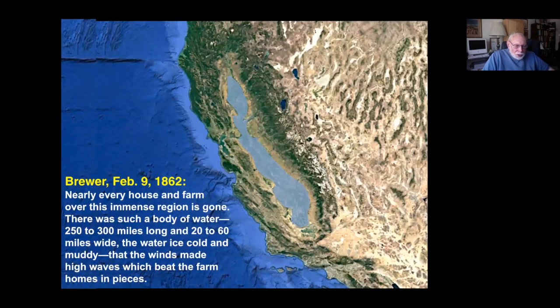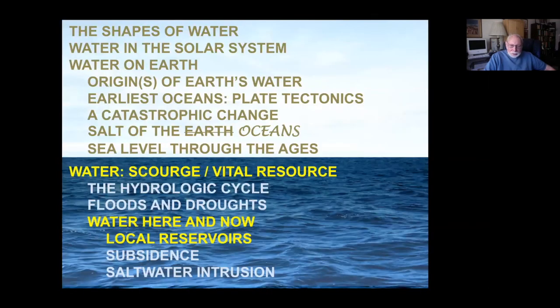February 9th, he wrote, referring to the Sacramento-San Joaquin Valley: nearly every house and farm over this immense region is gone. There was such a body of water, 250 to 300 miles long and 20 to 60 miles wide, the water ice cold and muddy, that the winds made high waves that beat the farm homes in pieces. And something like that today would just be unthinkable.